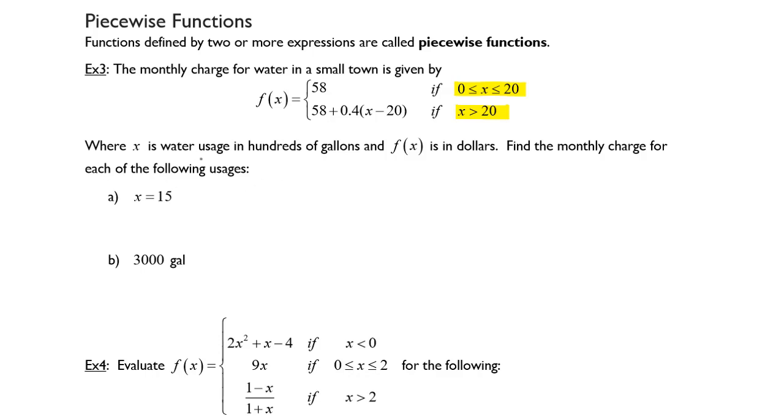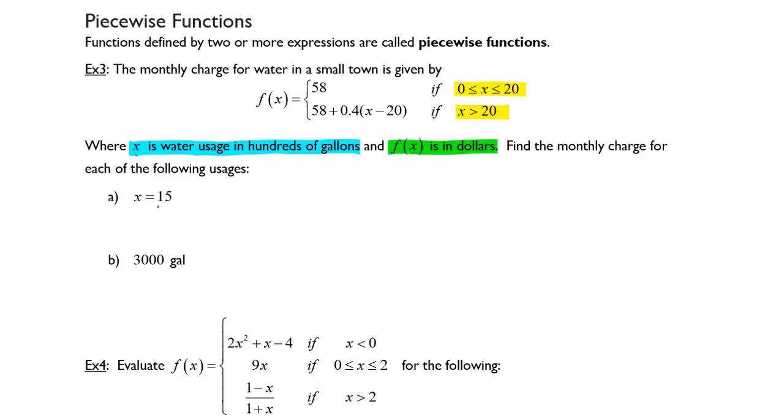Where x is water, so I will highlight that in blue. X is water, and it's representing the usage in hundreds of gallons. So I'm just going to highlight all of that. And f of x is in dollars. We'll make that green because money's green. Find the monthly charge for each of the following usages.